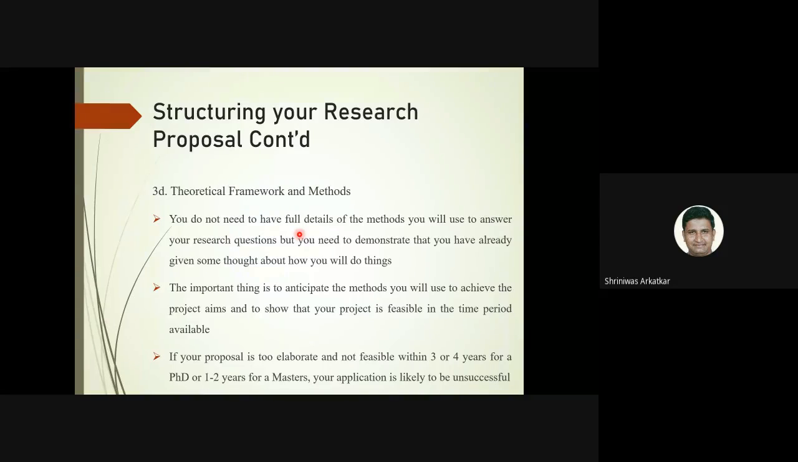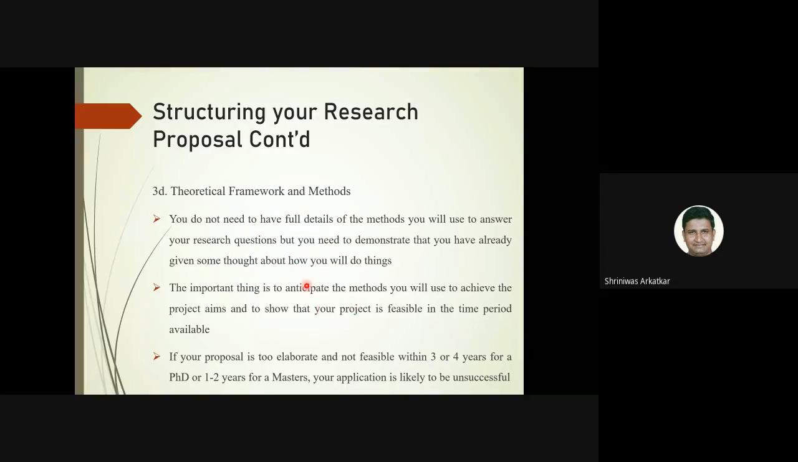For example, some theories which you are going to use, maybe some physics based theory, maybe some engineering based theory, maybe some kind of mathematical theory, or some methods. You should have some idea, and you should mention all those things in your proposal. The important thing is to anticipate the methods you will use to achieve the project aims, and to show that your project is feasible in the time period available.